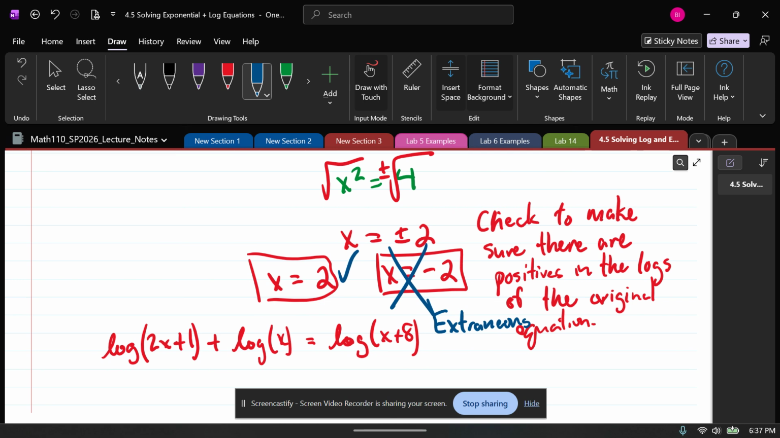Sometimes they will all work. Sometimes one of them gets thrown out. It's very unlikely, but there are occasions where both of them get thrown out. It's not very often, but it could happen. All right. Let's do one more.